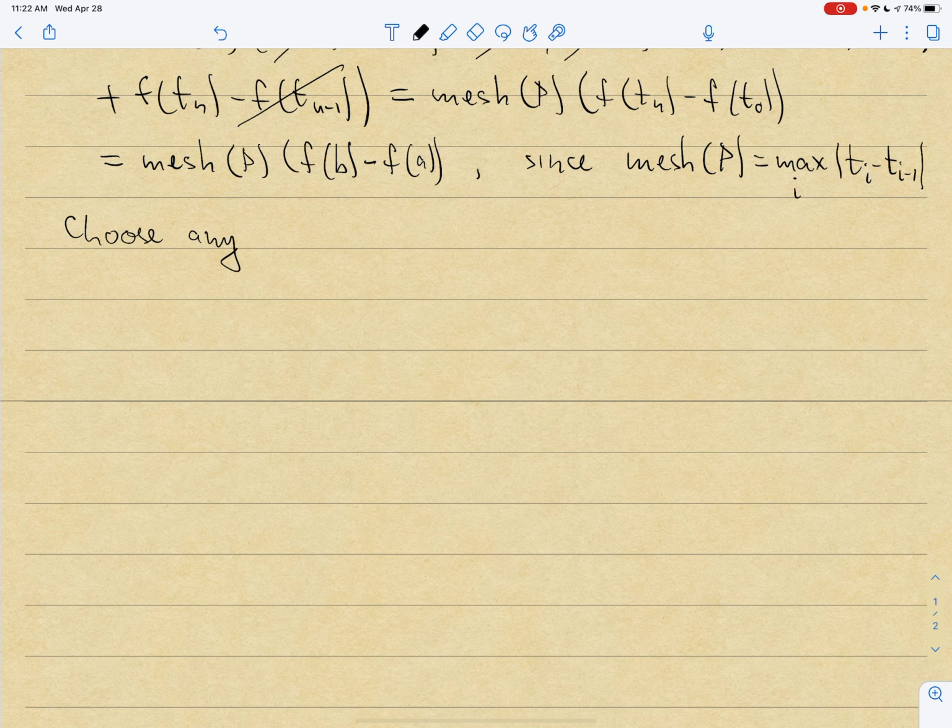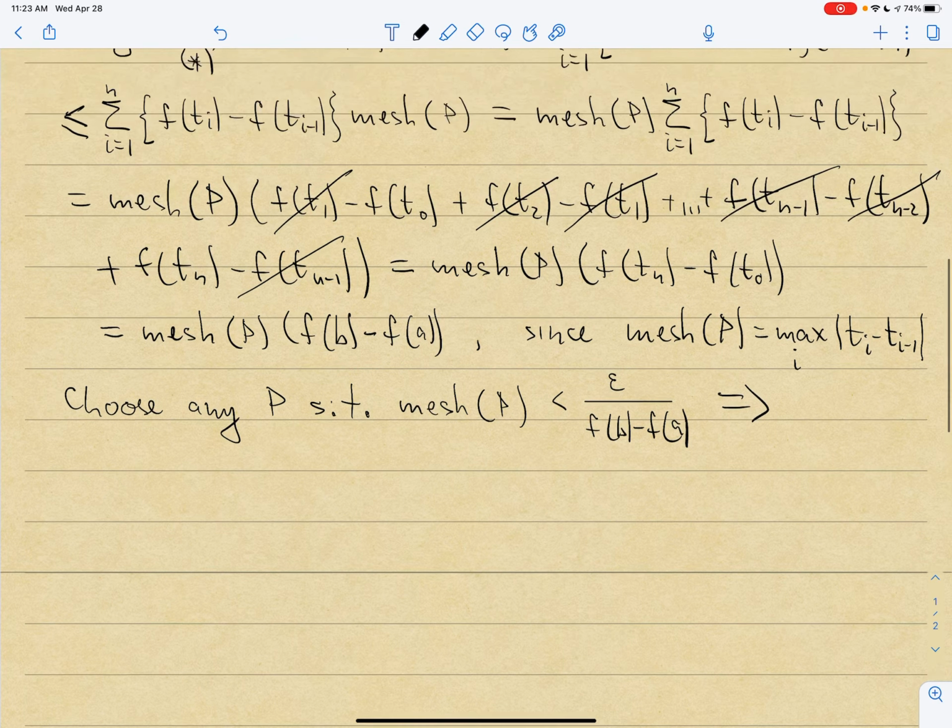So now let's choose any partition P such that mesh of P is less than epsilon divided by f of b minus f of a.